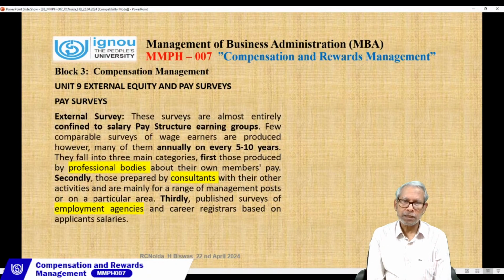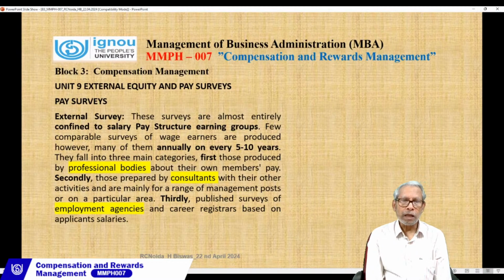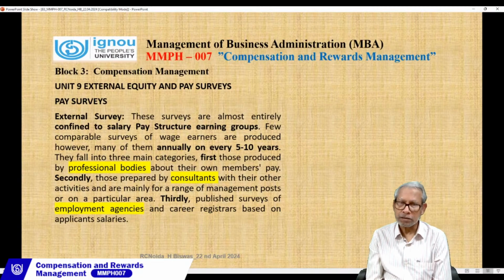Now external survey is basically where you take some annual 5 to 10 years of data, from groups where you can take viewpoints, especially from professional bodies, and you can take some of the people, the consultants and their activities. All this you have to gather. And thirdly, you can take published data from employment agencies, career registers, all these things are part of the external survey.